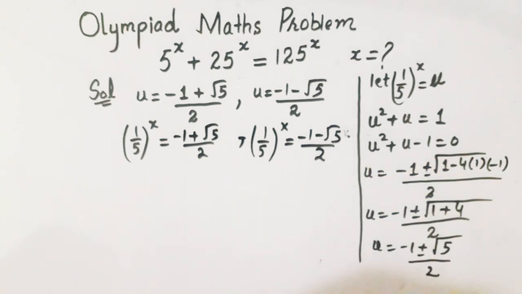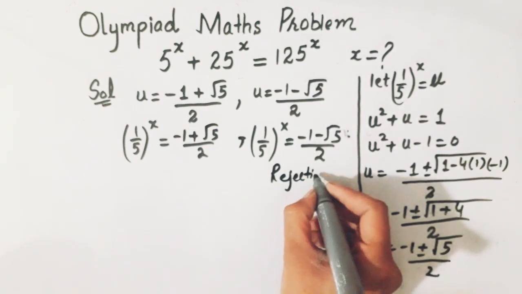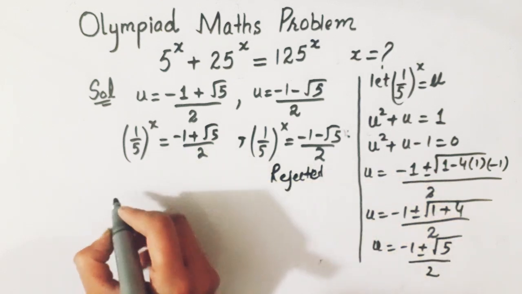Then after this we have to find the value of x. So how we will solve this? We can say that now we will solve this as taking the log on both sides, but this root will be rejected because this is negative. So we will consider only this.